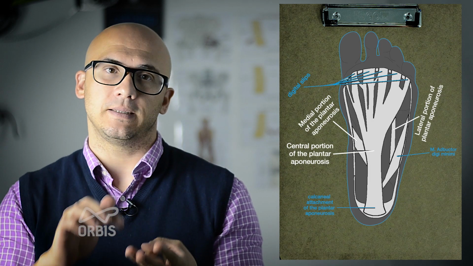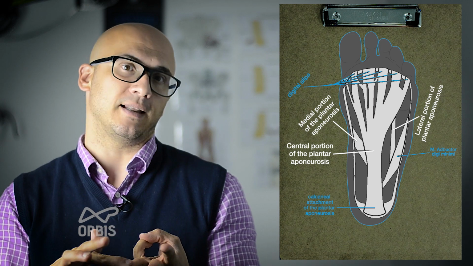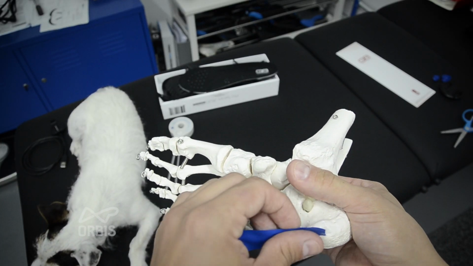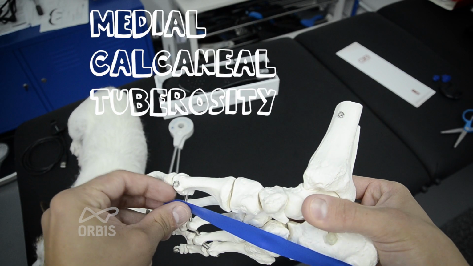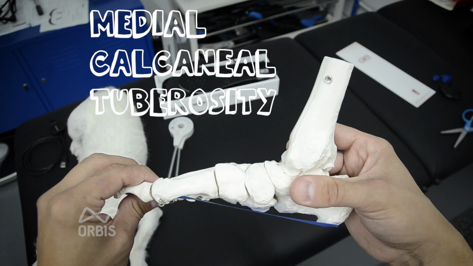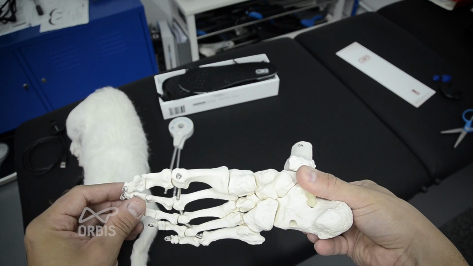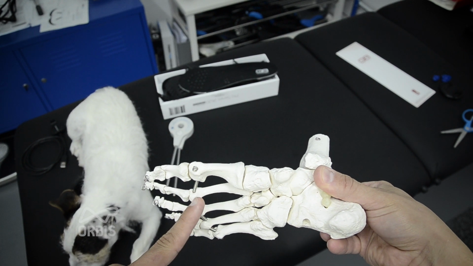The plantar fascia is divided into 3 bands, the medial, the central and the lateral band. But it's only the central portion that originates from the medial calcaneal tuberosity on the undersurface of the calcaneus or in the inferior heel region.